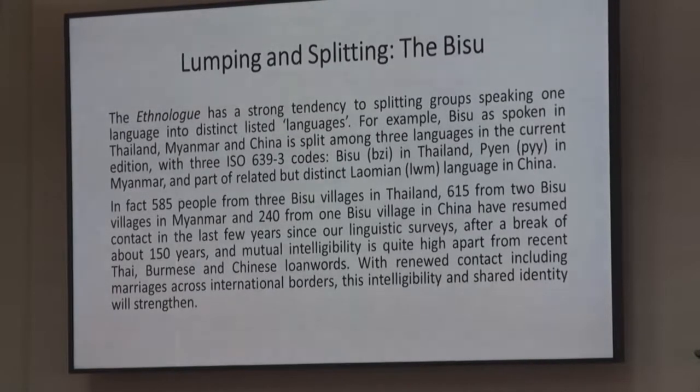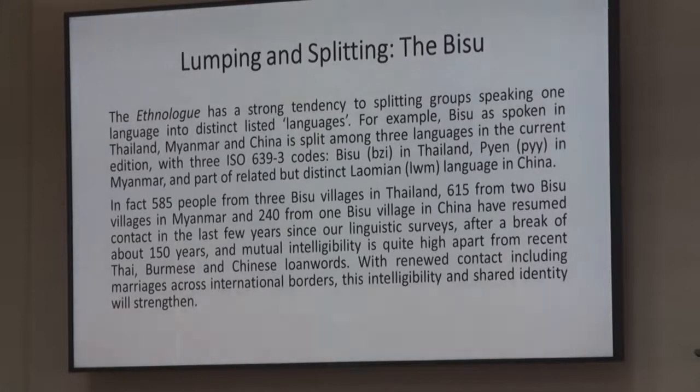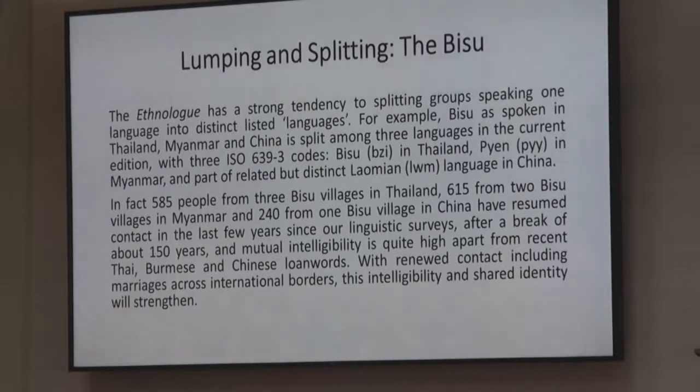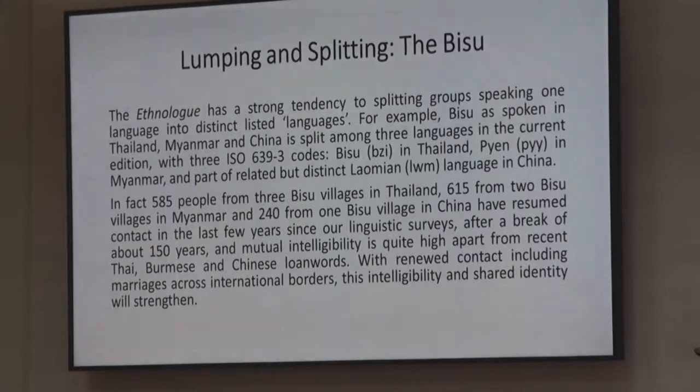Now, I have a fairly long excursus here on an endangered language, which I will mostly skip. But the Bisu are a small group who live in three countries, as you can see from this transparency: Thailand, Burma, and China. They are classified as three different languages in the Ethnologue, even though they're completely mutually intelligible and almost identical. The population is small, but we have put them back in contact in the last 20 years. They started to marry each other because it's hard to find a wife within a group of 500 or 600 people that isn't related to you. So it's good that they now have these other Bisu that they can marry.